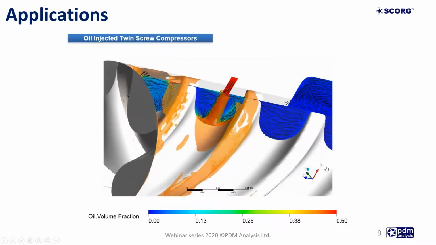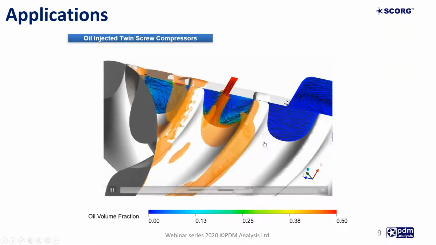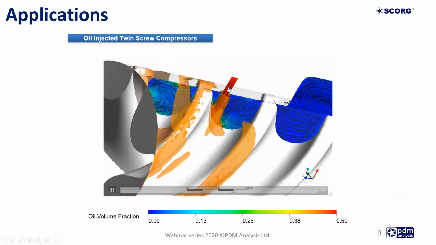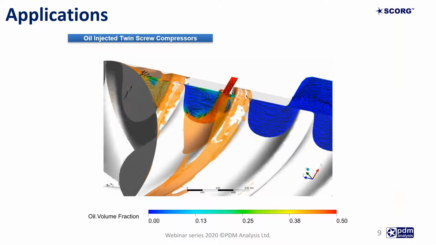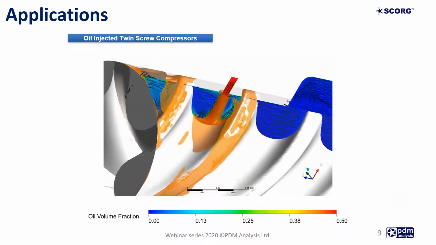There are some advanced examples such as oil-injected compressors, as you can see in this video. The oil is treated as a secondary phase, and the gas of compression is the primary phase, and the whole solution is solved using two-phase Euler-Euler solution. This particular example is from the ANSYS CFX solver.